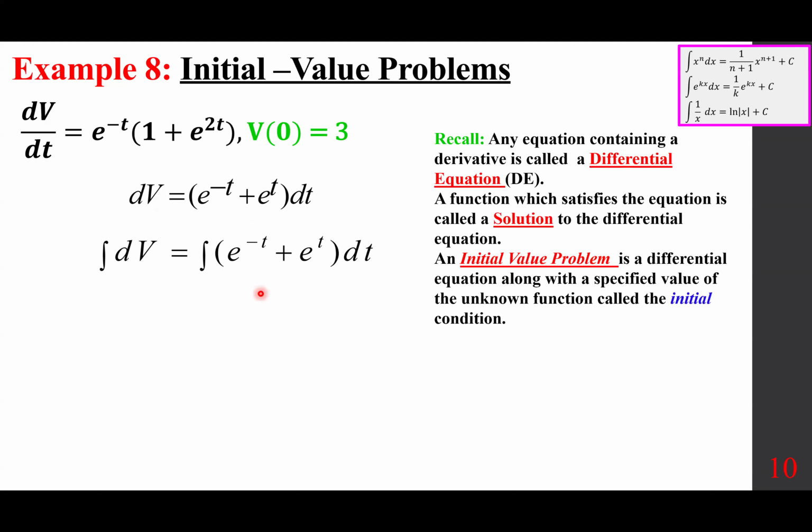Exponential: the answer is always itself. This one we divide by -1, which is the same as multiplication. This one is itself and a constant. And that gives us v of t, which is a general solution.